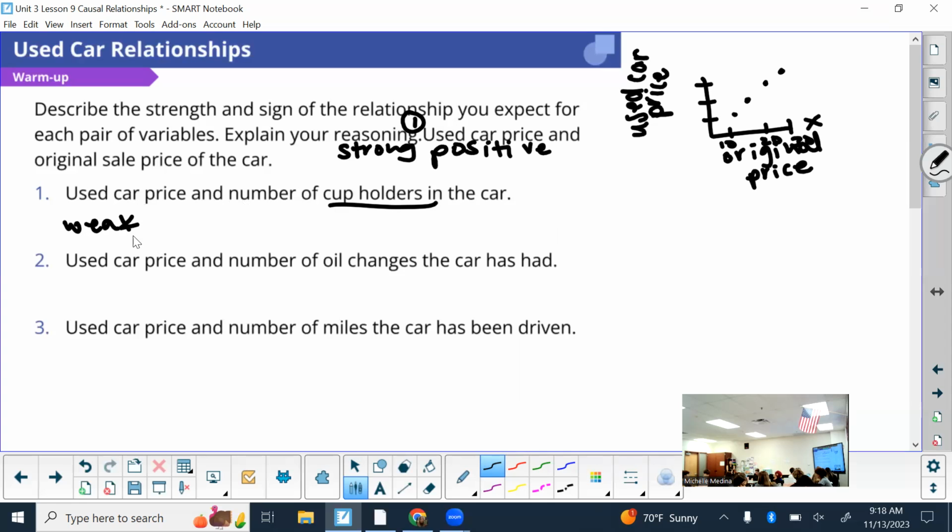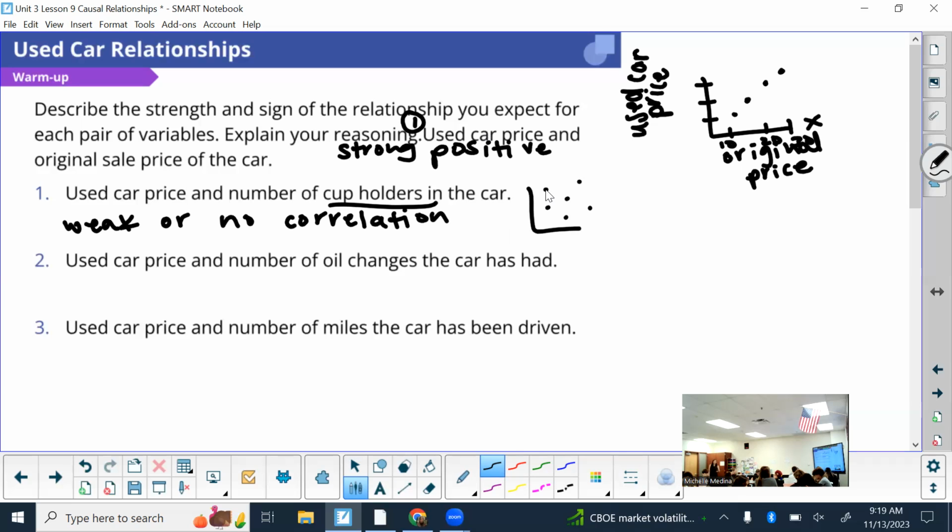So for this one, you could have said weak or no correlation. And I don't know, maybe cars with more cup holders are slightly more valuable than cars with less. I don't really know. But you could say positive in that case if you agree with me, but you need to be able to justify it either way. I don't think the cup holders play a big factor into the price of the car. So I would say weak or no correlation. The graph would probably look something like this, where there's not really a consistent pattern. Can't tell if it's going up or down.